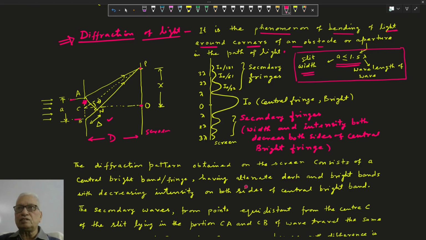In the interference pattern, all the bright fringes have the same intensity, but here the central bright fringe intensity is very large, and the secondary fringes' intensity is decreasing, like I0 by 22, I0 by 61, I0 by 121. It is a typical value, not fixed. Normally, both sides' intensity decreases and width also decreases as we move away from the center.